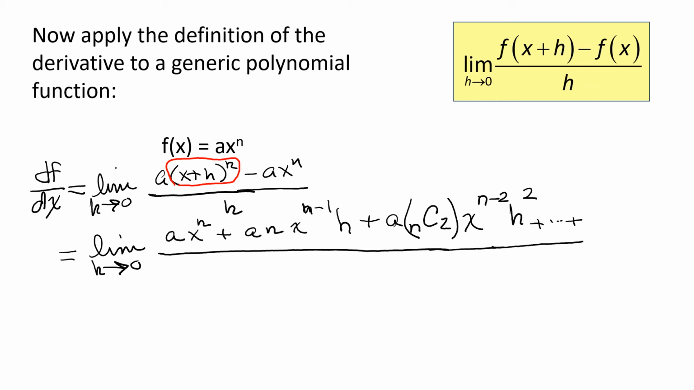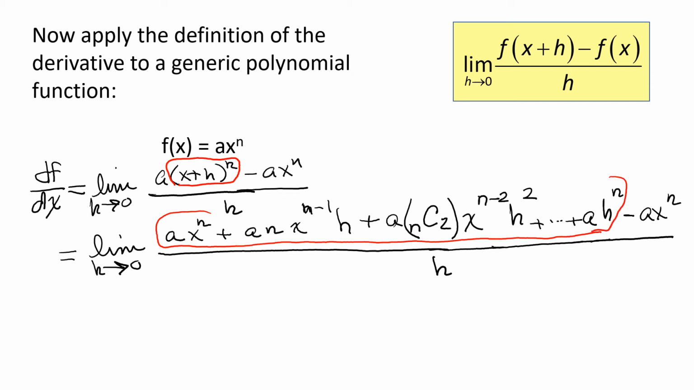the very end. So the very end of this thing, we're going to have a h to the n, that terminates it. Then you have a minus a x to the n originally over h. So bear with me, okay? All right, so all of this right here in red is that expansion that we derived on the previous page, but that fits in right there.